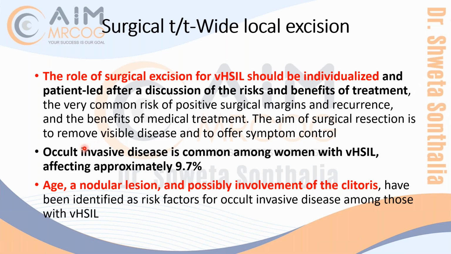If we talk about occult disease in the cases of VHSIL, then occult disease is common and it's seen in approximately 9.7%, while in cases of differentiated type, 68% already have the cancer in the background. So how will you understand which of the VHSIL are high risk and which are low risk?